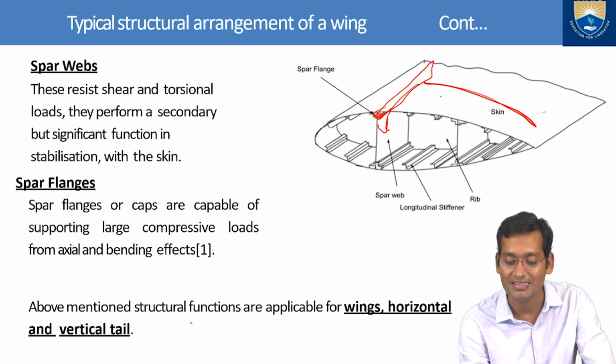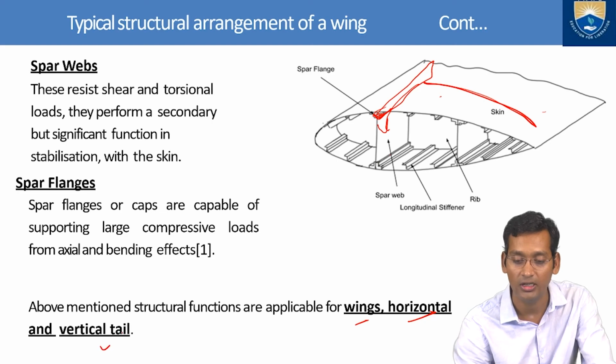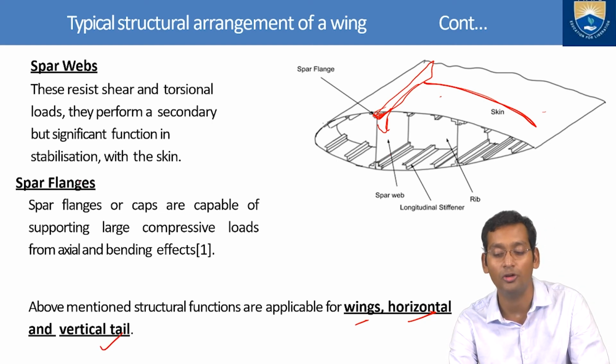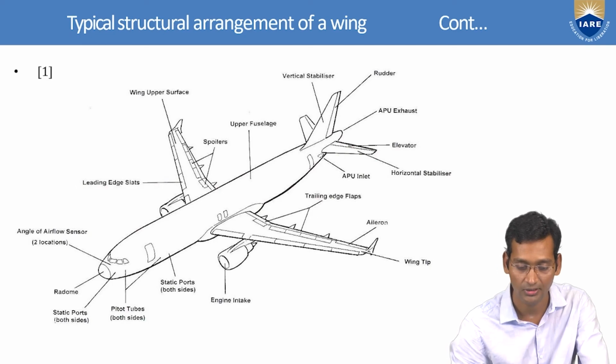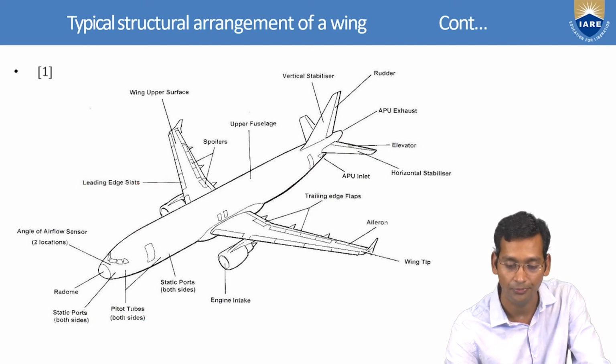So the above mentioned structural functions are applicable for wing, horizontal and vertical tail. Already we have seen that these things will be used, or we are using them, in our wings, horizontal and vertical tail. Right. So now just see the total, how this is there exactly here.